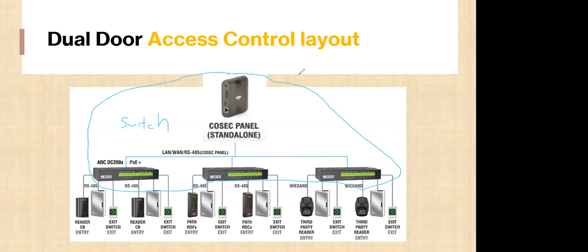Okay, so where do you put your battery backup so that the whole system can work for a certain amount of time? Do you put it at each ARC 200, or do you put it at the COSEC panel? So ARC 200 gets power from PoE. So if that switch has been powered, it will power everything else in the system. Okay, so if you wanted to power all your doors, your readers and your strikes and your other devices, you would put your battery backup at the beginning of the network where the COSEC panel is. Is that it? That's correct.